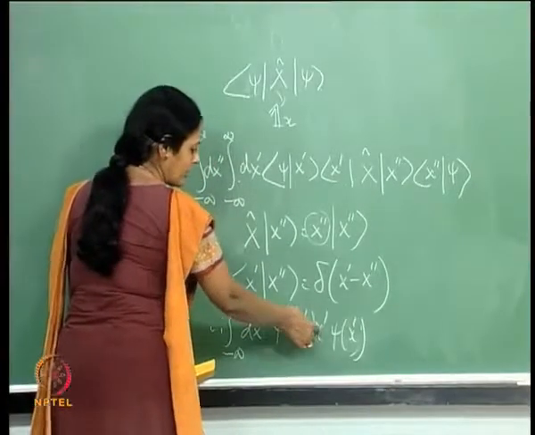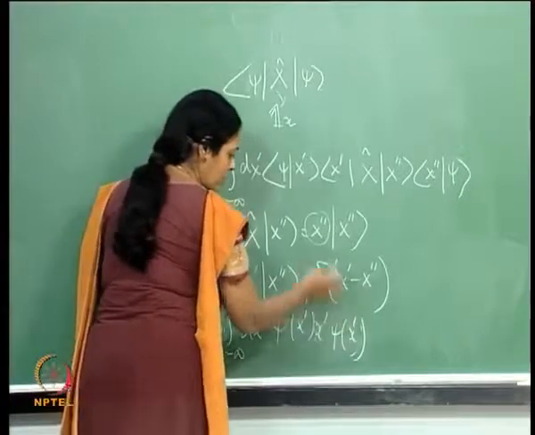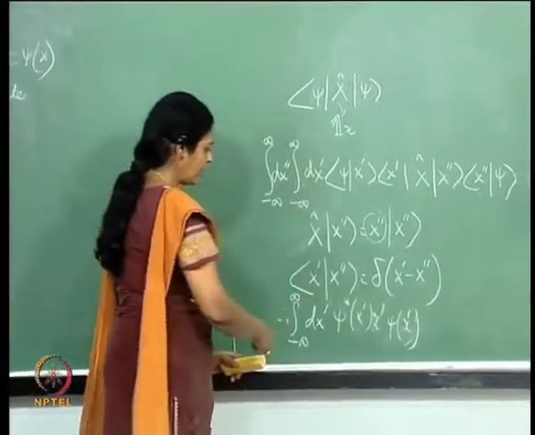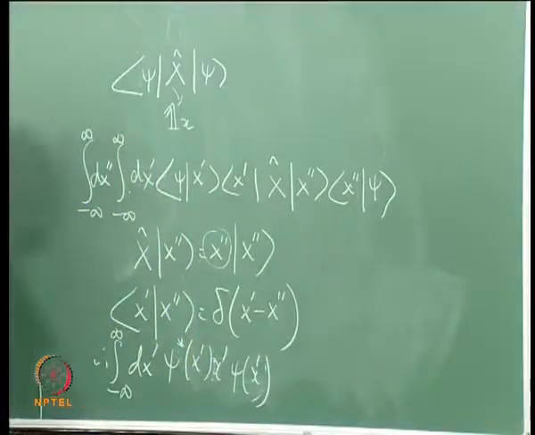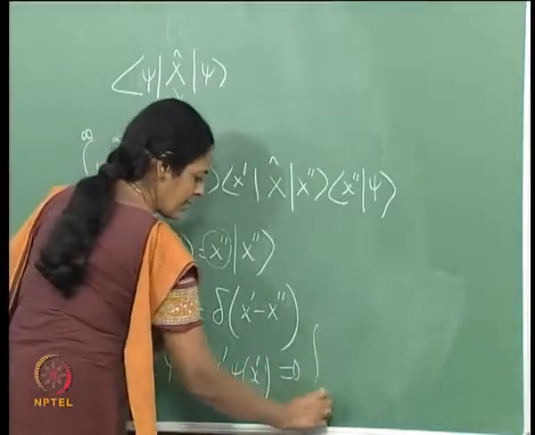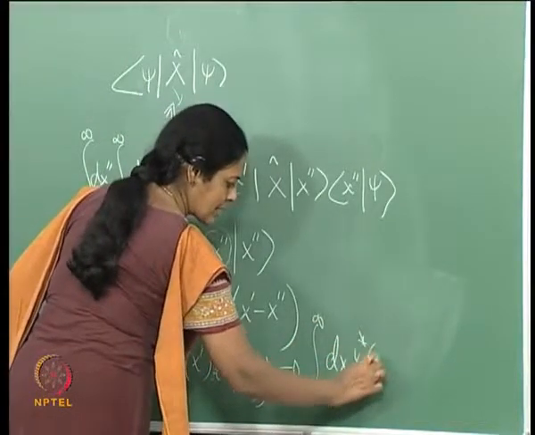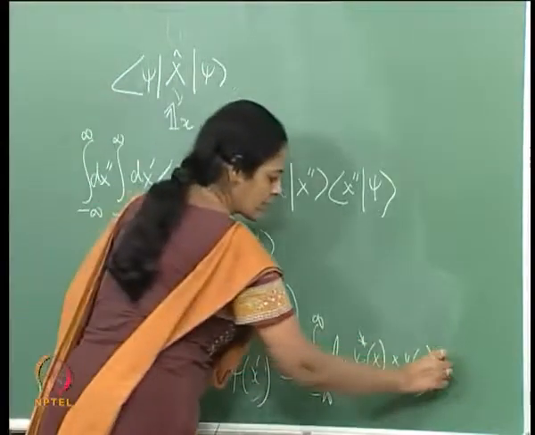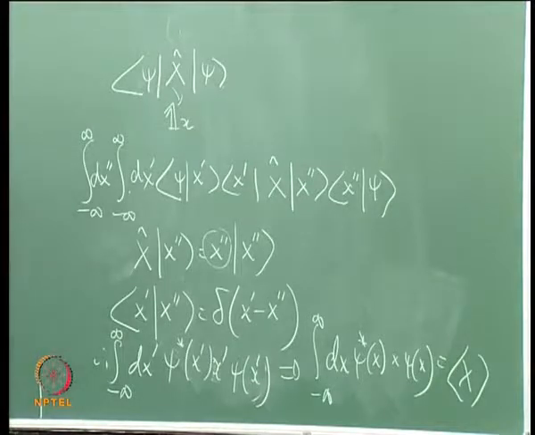This is just a variable, so I could have written it as dx prime x prime psi star of x prime psi of x prime, or I could have put it anywhere. And because the integral is over x prime, I can just write this as integral minus infinity to infinity dx psi star of x, x, psi of x. This is the expectation value of x in the state psi of x.